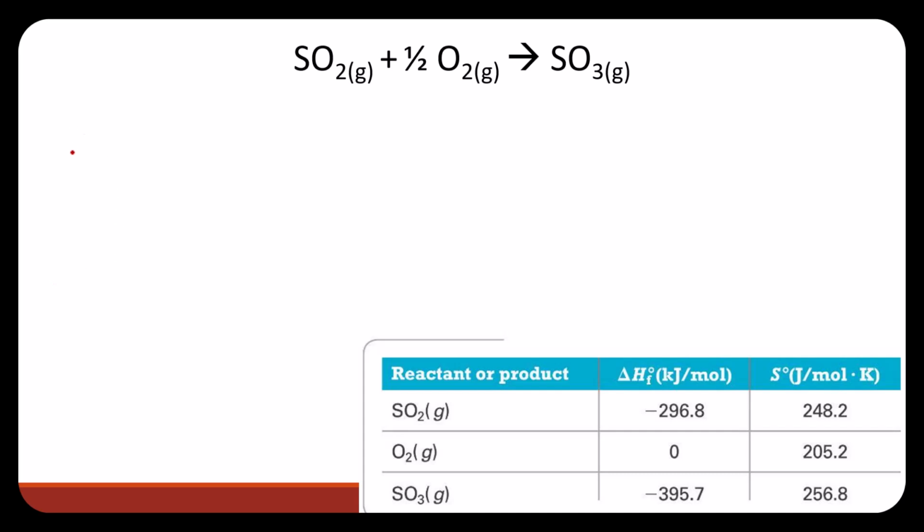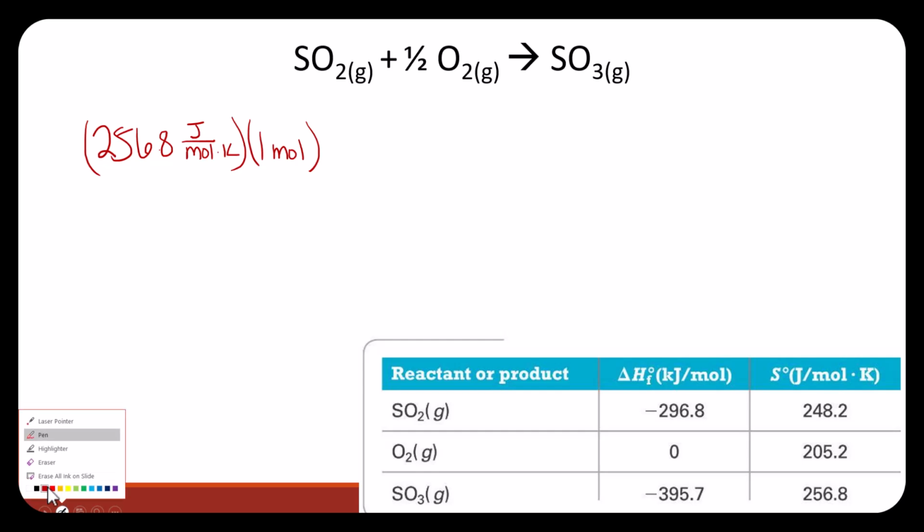Right, so I'm going to start with the entropy change for the products. My products are sulfur trioxide. The entropy change is 256.8 joules per mole Kelvin. Then we need to acknowledge how many moles we're making, and that's 1 mole.